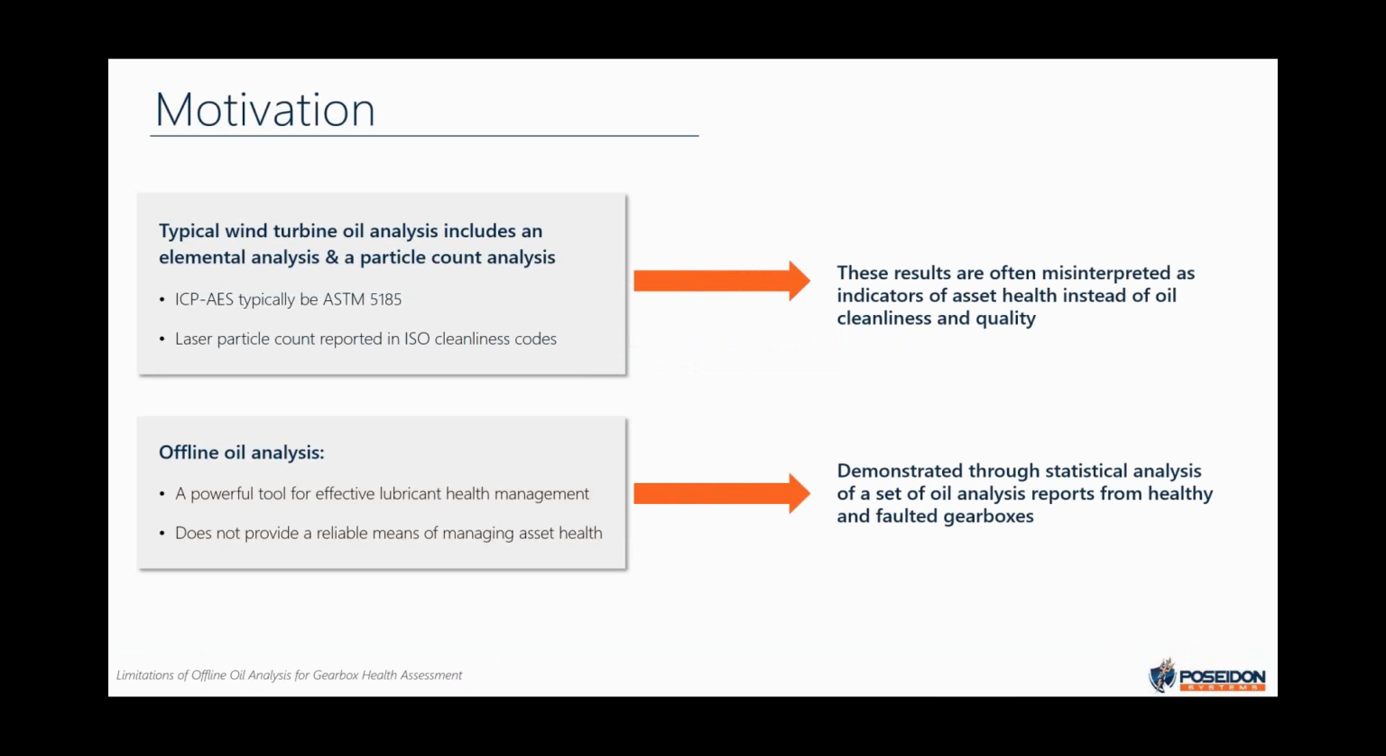Sites typically send oil samples to a lab to perform ICP-AES, which detects dissolved metals, and they usually do optical particle counting, which detects free particulates. These two tests, because they can be seen as related to wear debris, are often misinterpreted as indicators of the actual health of the gearbox. And while these offline analyses provide great information about the health of the lubricant itself, they provide a bad representation of the actual wear occurring in the system.